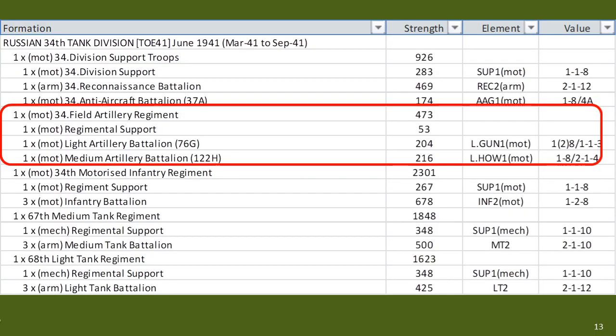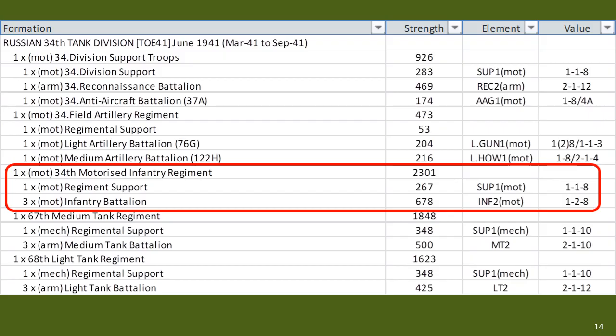The artillery regiment, which was fully motorised, consisted of one light artillery battalion consisting of 76mm guns and a medium howitzer battalion consisting of 122mm howitzers. For a division-sized formation, this was rather light, but does compare with the German light divisions, for example, in 1939. The motorised infantry regiment consisted of 3 motorised infantry battalions.